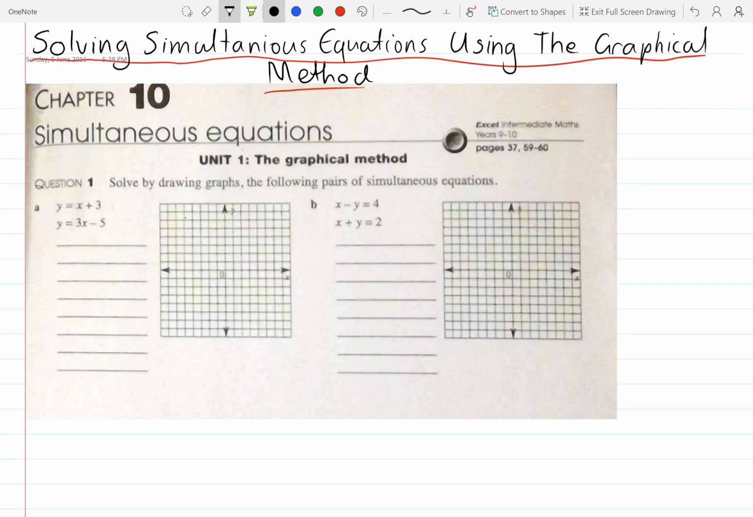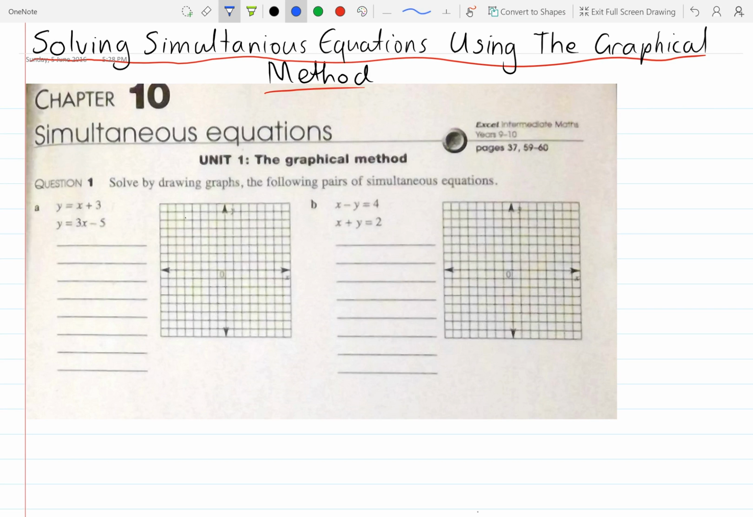Method one for the graphical method of solving simultaneous equations is firstly to draw a table of values for each of these equations, and then plot the points in that table on the graph and see where the lines cross. That'll be our point of intersection. We'll read the x number and the y number, and they'll be the answer to our simultaneous equation.